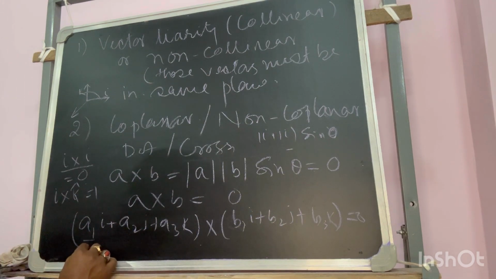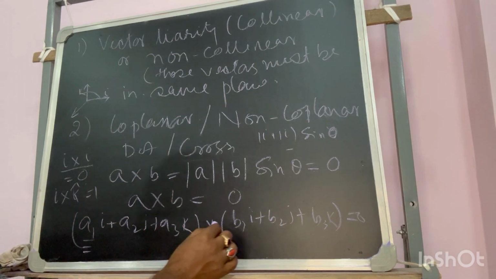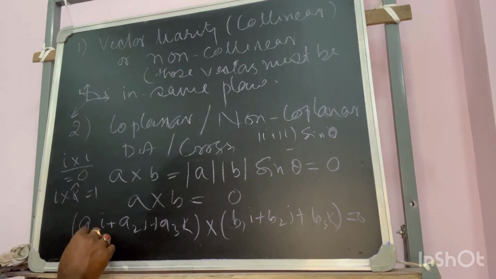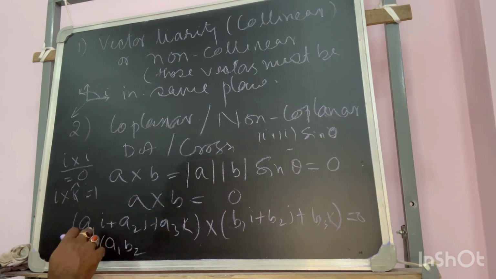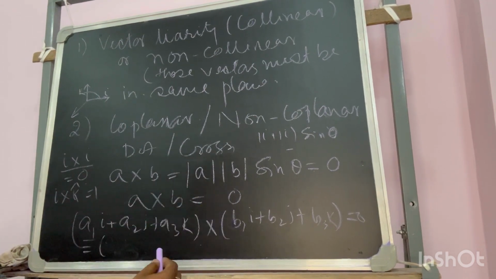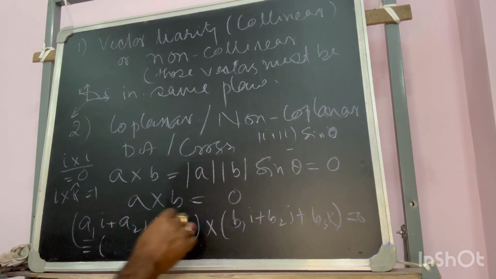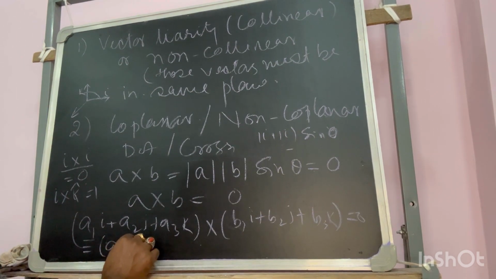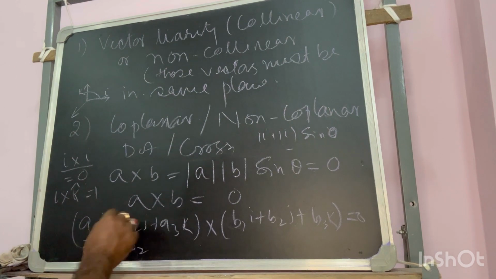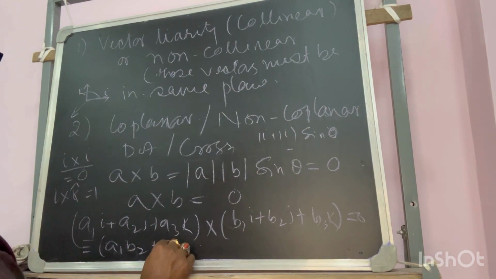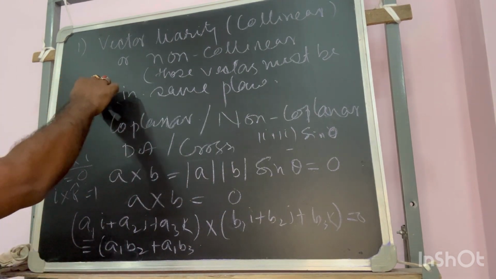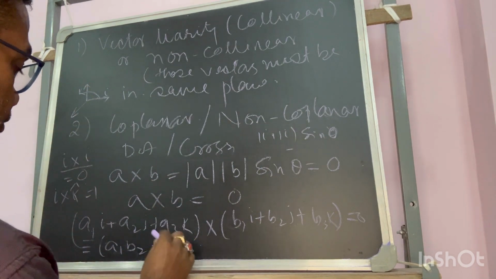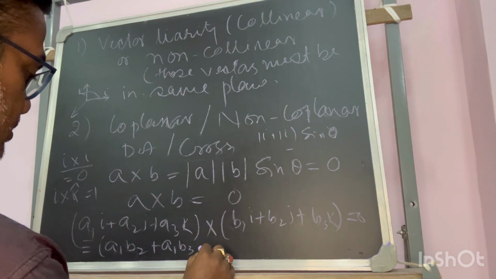Only the other terms will remain. Let me take them in the same order. a1 b1 will be 0, then a1 b2 will be there first, and i cross j will give you 1. Then a1 b3 into i cross k. Now I have to take care of the sign. How will it be? Just follow me.